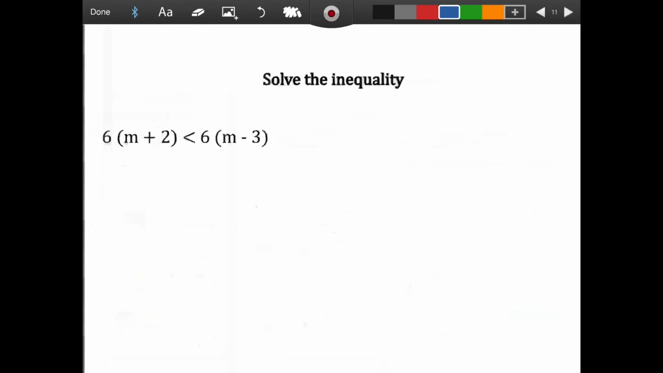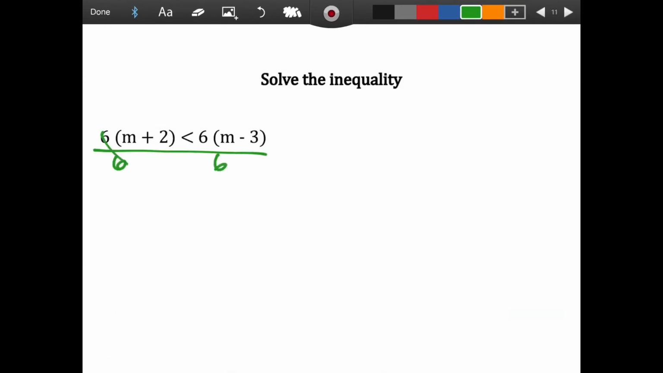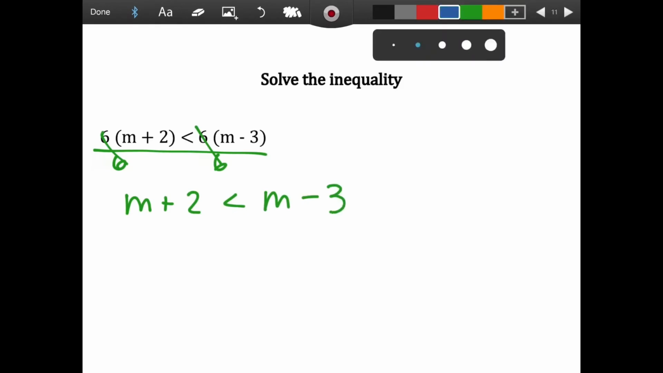So we have a couple more examples left in this section. First, we're going to solve the inequality. Now we're not graphing on our number line, we're just solving these inequalities. So we have 6 times m plus 2 is less than 6 times m minus 3. Right away, we are able to divide both sides by 6, which will make our inequality a little bit easier to work with. When you divide both sides by 6, we have m plus 2 is less than m minus 3. Subtract m from both sides.